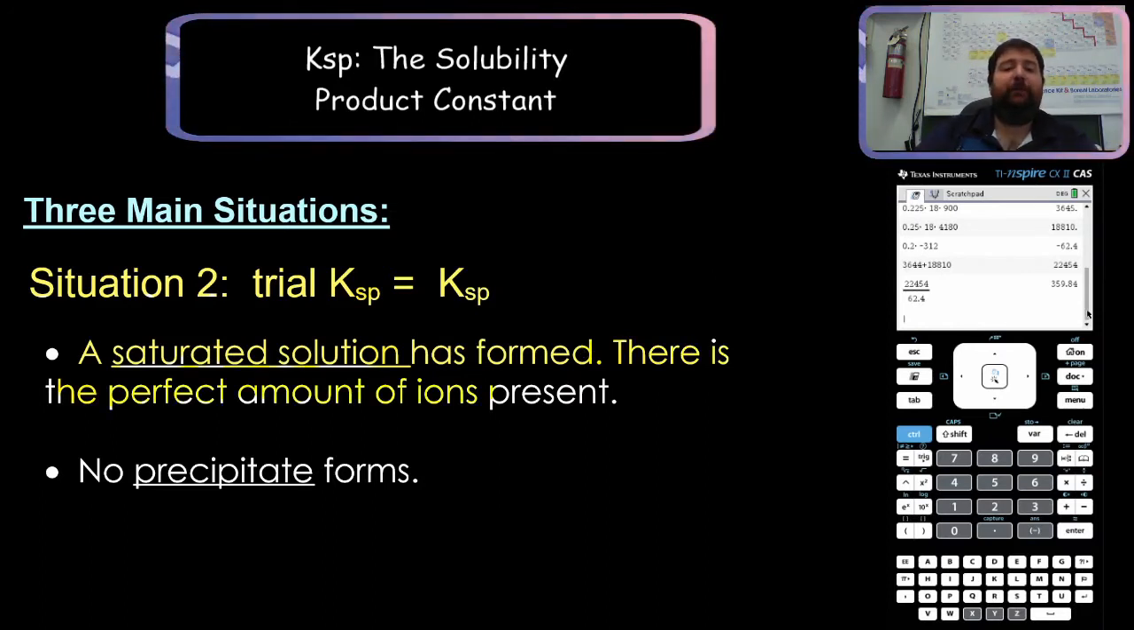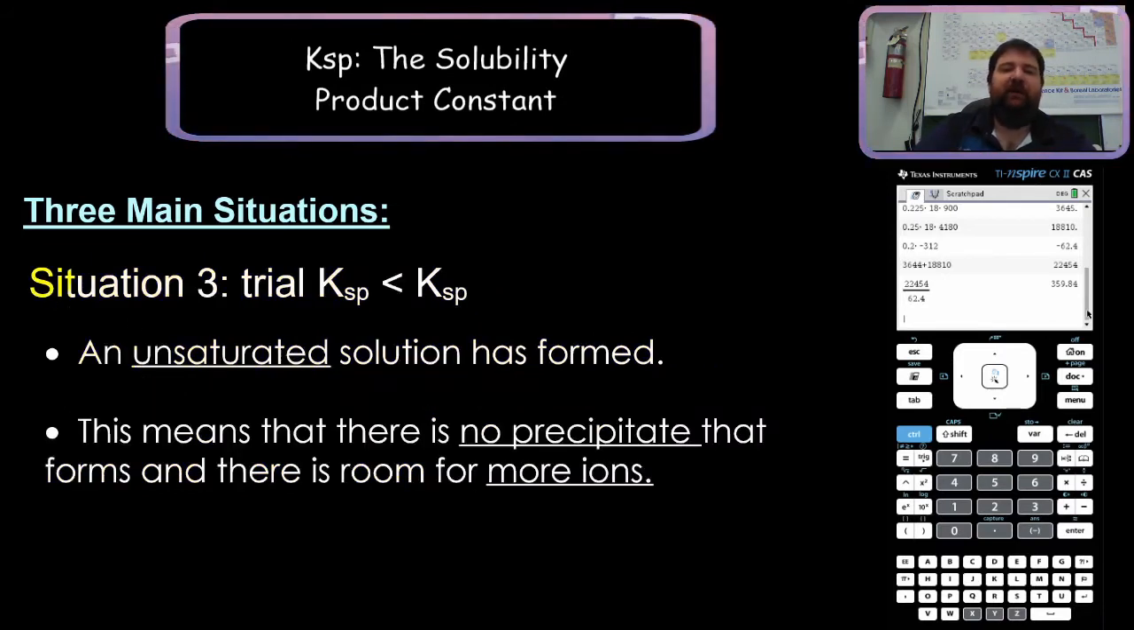Or in other words, there's a perfect amount of ions dissolved in that water. If that happens, no precipitate is going to form, but we're at the tipping point. That's situation 2. Situation 3, of course, is when the trial KSP is less than the actual KSP, and that means we have an unsaturated solution, meaning we can have more ions dissolved in that water before we hit the saturation point. If that's true, then there's not going to be any precipitate. Why would there be? We can still dissolve more things, and there is room for more ions.